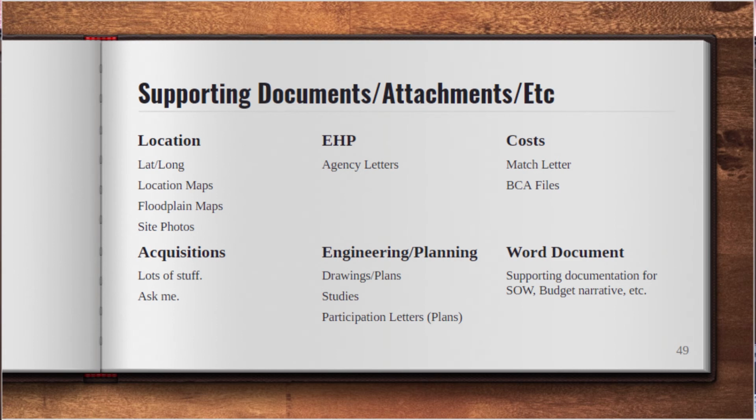Acquisitions, like I said, lots of stuff, ask me if you're doing an acquisition project. Engineering planning, make sure you upload all your drawings, your plans, your studies. If you're doing a mitigation plan, you need to upload your participation letters. So all the communities have to send a letter saying that they're going to participate in the plan. And then the Word document that I mentioned, that's all the stuff that you put in the application, write it up in a Word document, submit that Word document to us. So those are the things you're going to need to put on there.